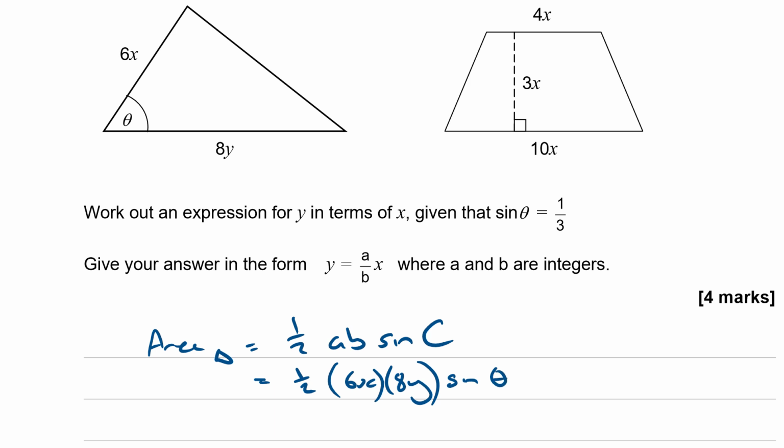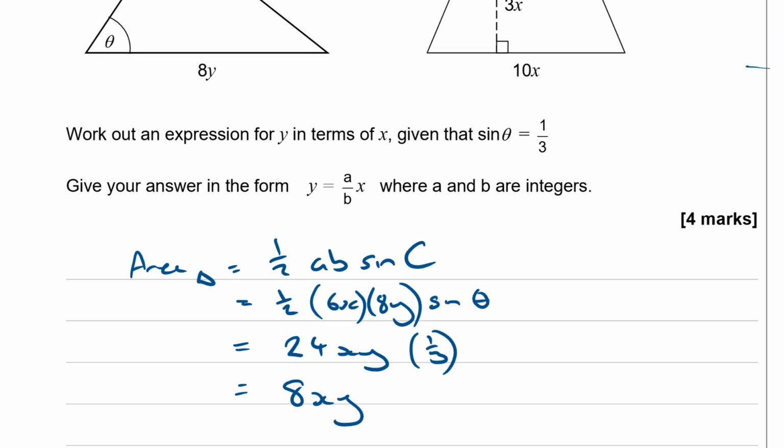And we're told that sine of theta is 1/3. So that is, well, I've got half times 6 times 8. So half of 8 is 4. 4 6s are 24, so 24xy. And the sine of theta we said was 1/3. So 1/3 of that. 3's into 24 go 8 times. So that is 8xy.